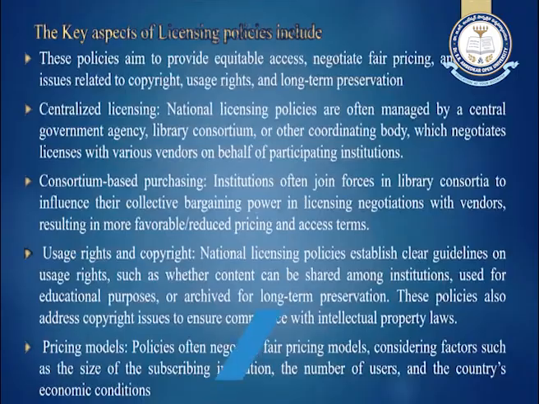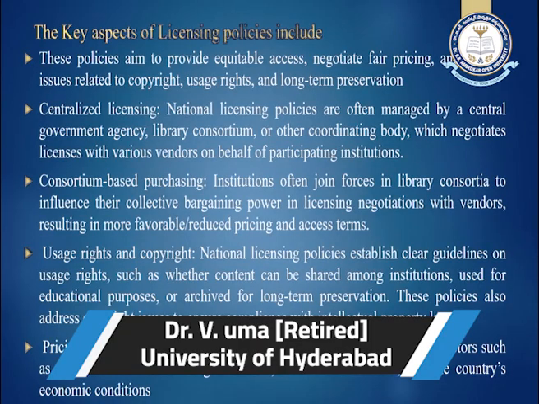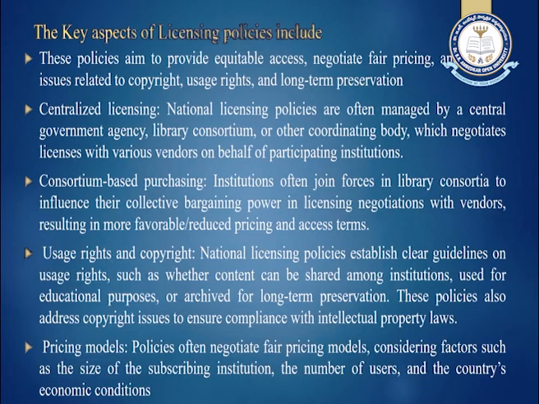Centralized licensing. National licensing policies are often managed by a central government agency, library consortium or any other government coordinated body, which negotiates licenses on behalf of participating institutions with the vendors. Consortium based pricing. Institutions often join library consortia to leverage their collective bargaining power in licensing negotiations with vendors, resulting in more favorable and reduced pricing and access terms. Usage rights and copyright.